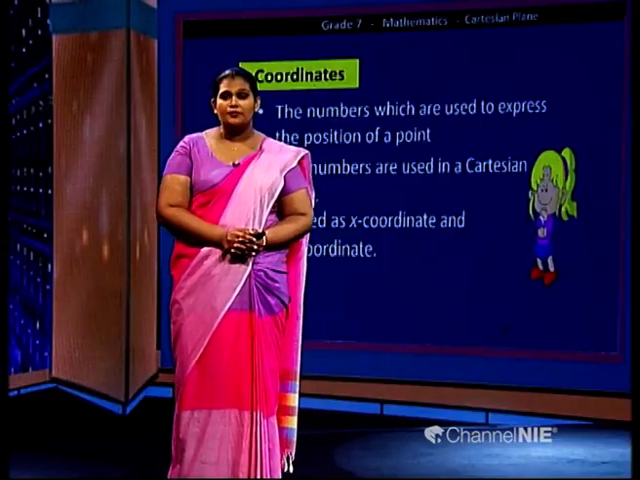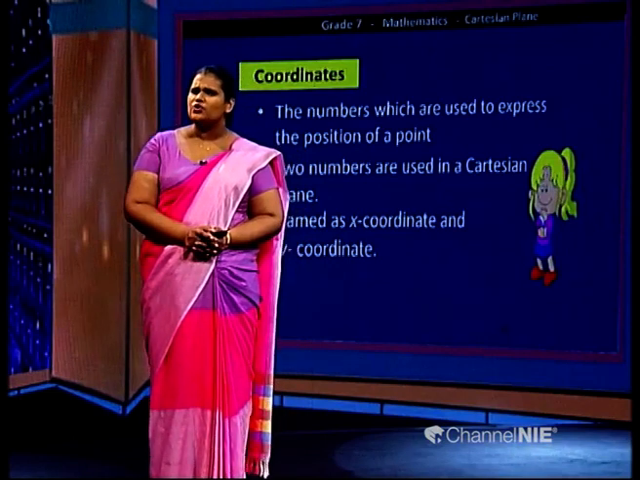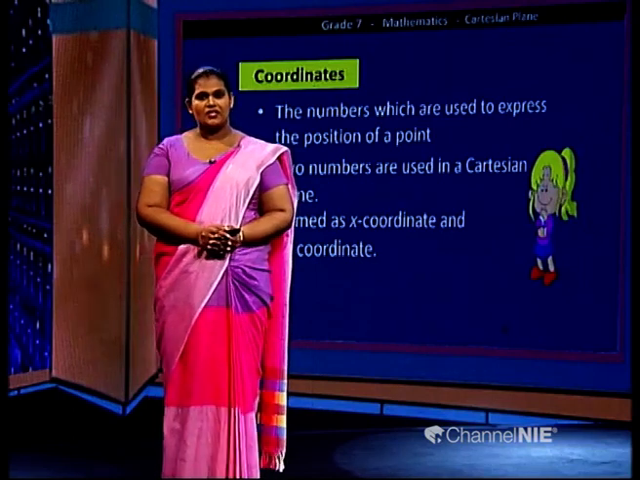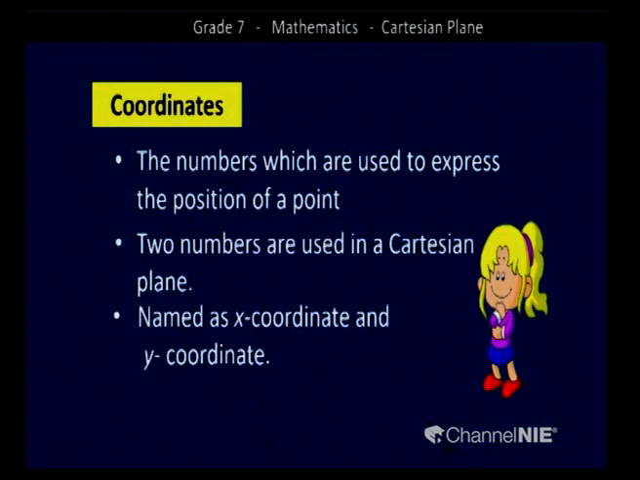This time, before identifying the points, we need to know what these coordinates are. Coordinates means the numbers which we use to express the position of a point. Once again, I will say, coordinates means the numbers which we use to express the position of a point. In a Cartesian plane, we have to use two numbers to express the position of a point. We can name those two numbers as x coordinate and y coordinate.